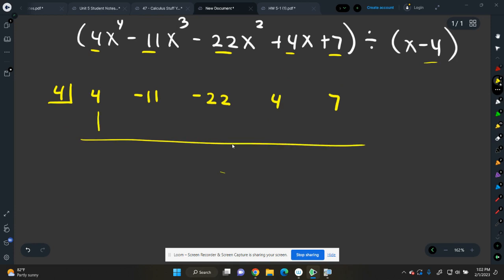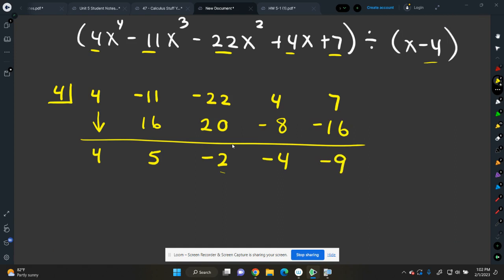So we start off, we bring the first one down. And then we multiply. 4 times 4 is 16. And we add. And then we multiply. And we add. And we multiply. And we add. And we multiply. And we add. Okay. Did we get a remainder? Yes, we did. Okay, let's see what we have here.